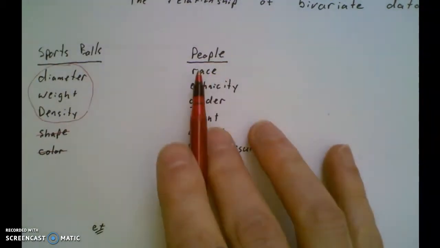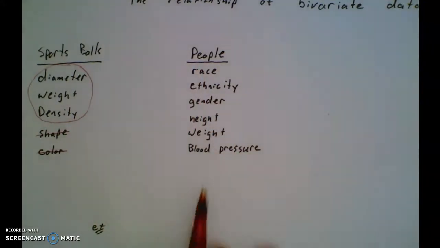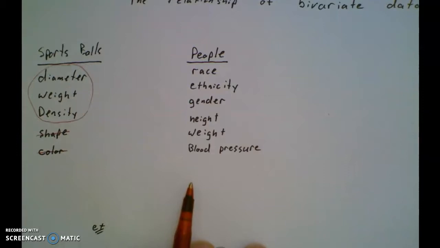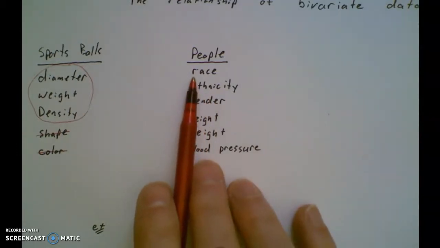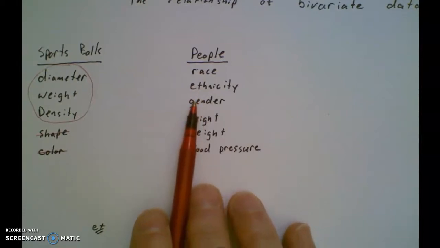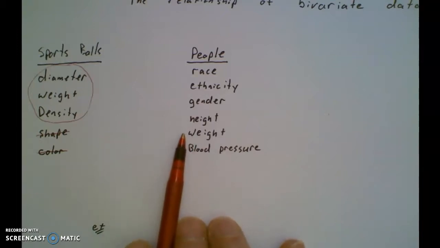People are the same thing. So each one of those points could be a person. And how can we represent people? Again, all sorts of different things. There's a lot more for people. I just got to 6 and I figured that was enough, right? So how can we classify people? We can classify people by their race. We can classify them by their ethnicity. We can classify them by their gender. We can classify them by their height, their weight, their blood pressure.